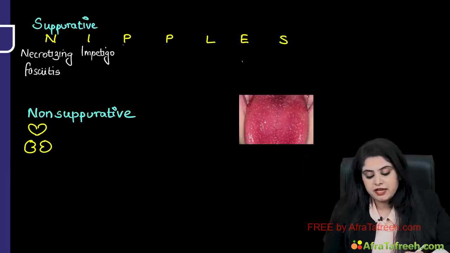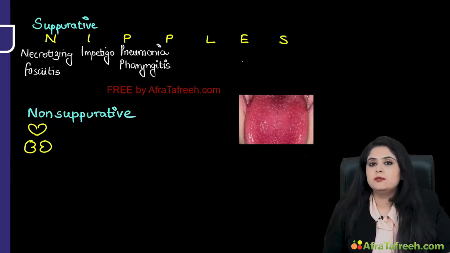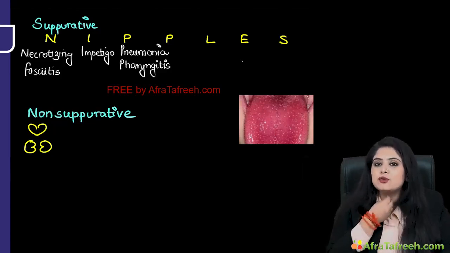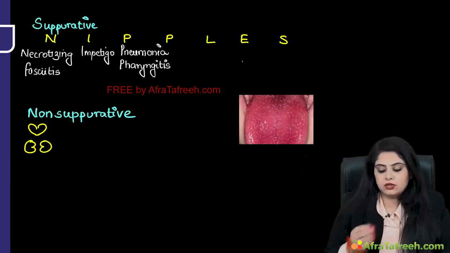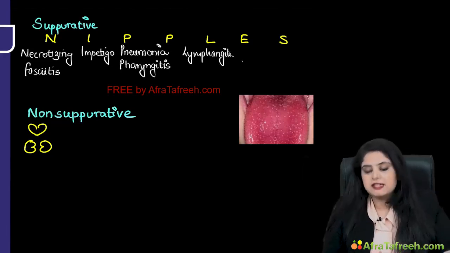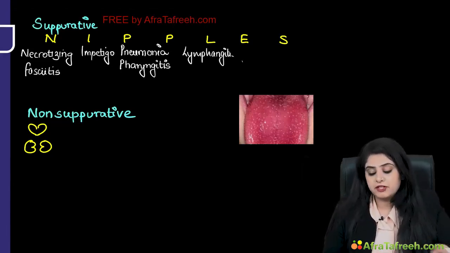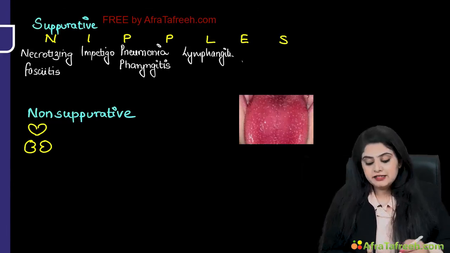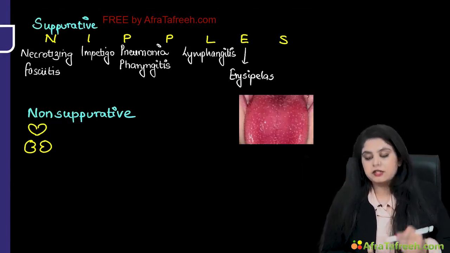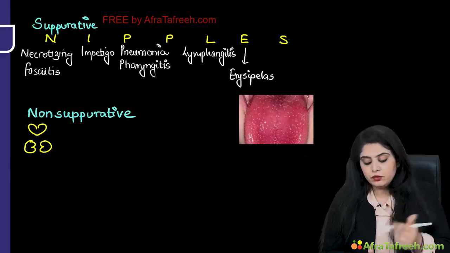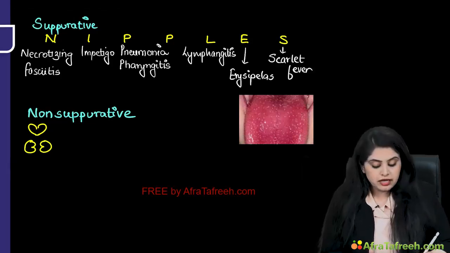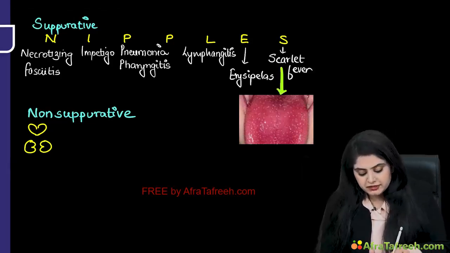Next, what do we have? We have the famous pharyngitis and pneumonia. Of course, streptococcus has to cause pharyngitis and then pneumonia later on can happen. What is L? L stands for lymphatic involvement, lymphangitis. So what is E? E stands for erysipelas, which are raised lesions on the skin, as all of you know. And S finally stands for scarlet fever. And I think everyone is aware that scarlet fever shows you the famous strawberry tongue.